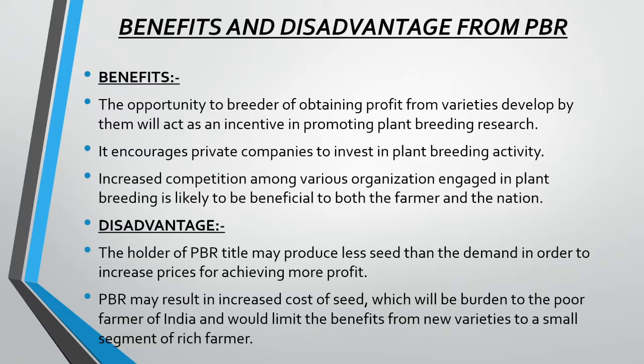Disadvantage: the holder of a PBR title may produce less seed than the demand in order to increase prices for achieving more profit. PBR may result in increased cost of seed, which will be a burden to the poor farmers of India and would limit the benefits from new varieties to a small segment of rich farmers. This is the main disadvantage of PBR.